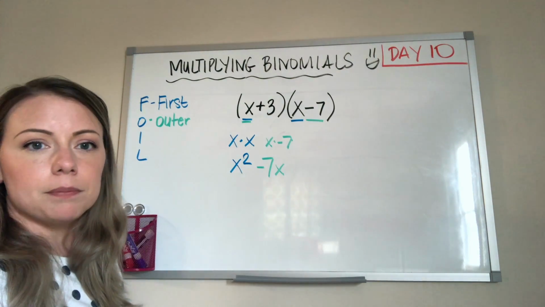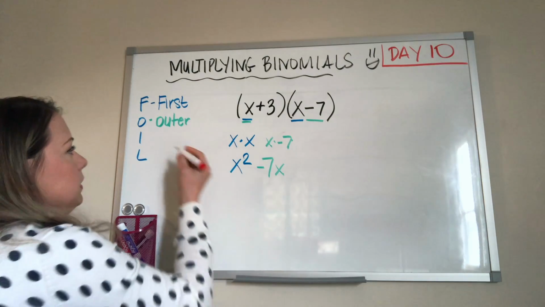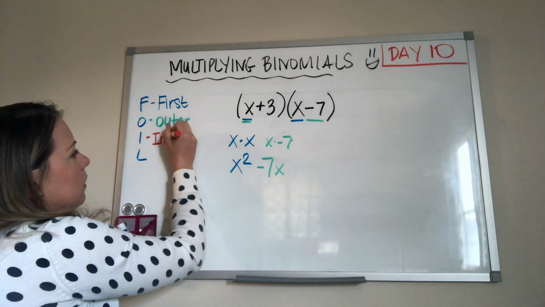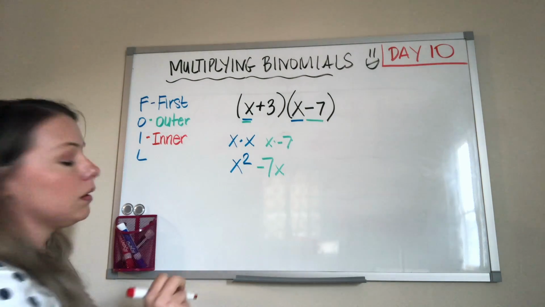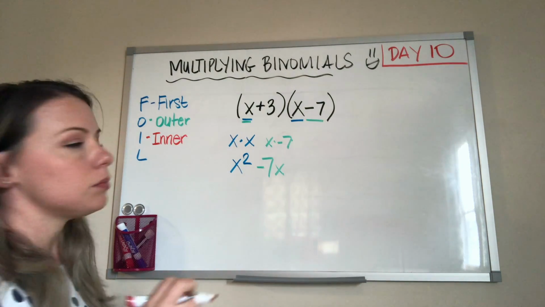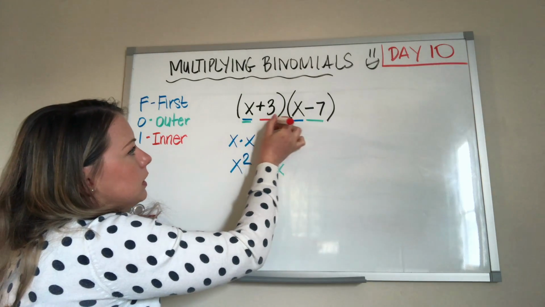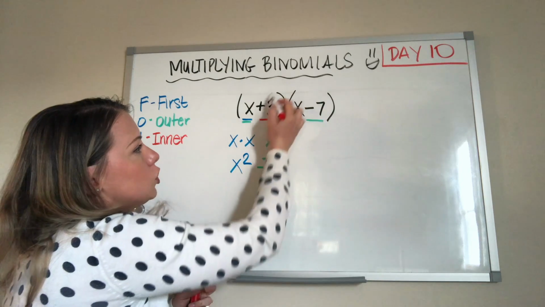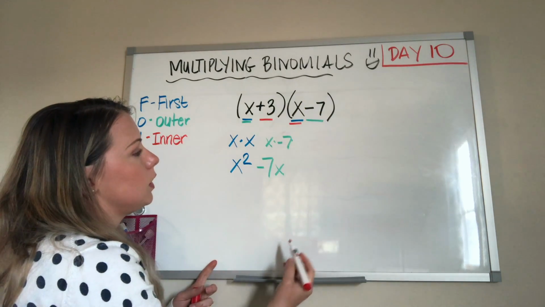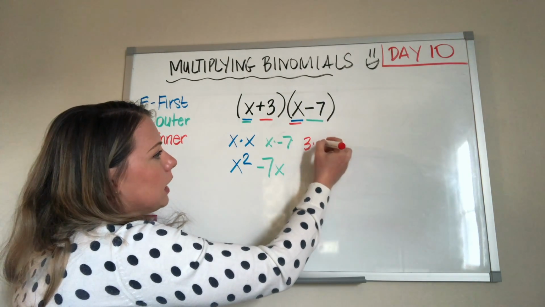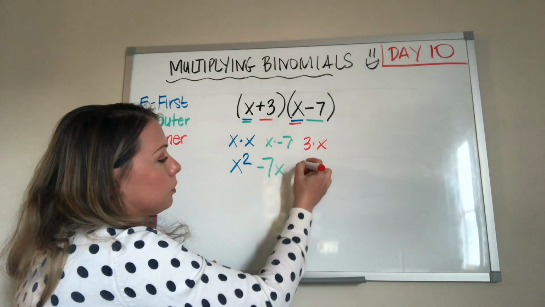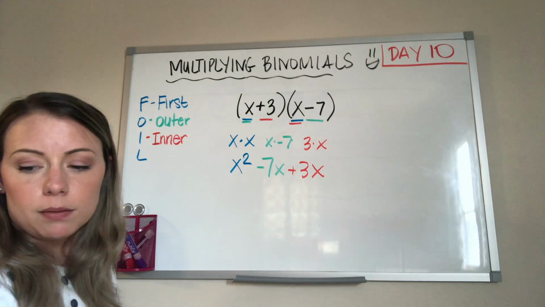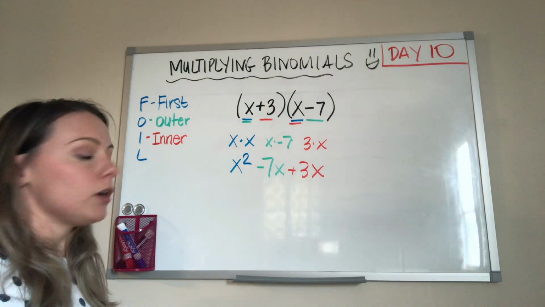We're halfway there. The I says I'm going to multiply the 2 inner terms. So this 3 is the inside term, and this x. They're the two inside terms. So I would have 3 times x, which would produce a positive 3x, so I put that plus in front of the 3. All right, so far so good.